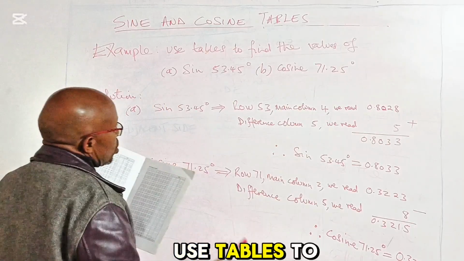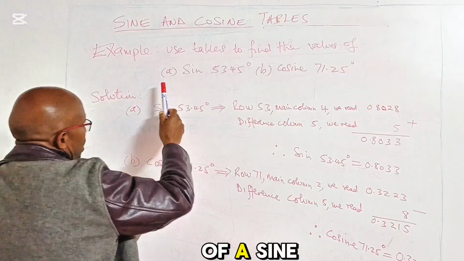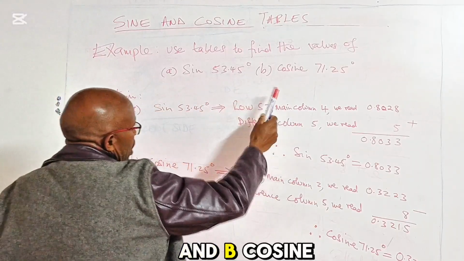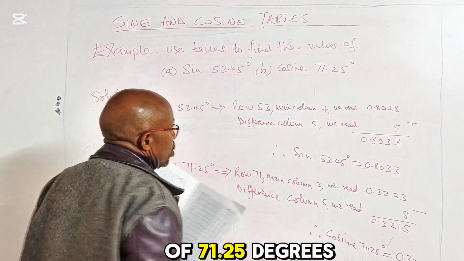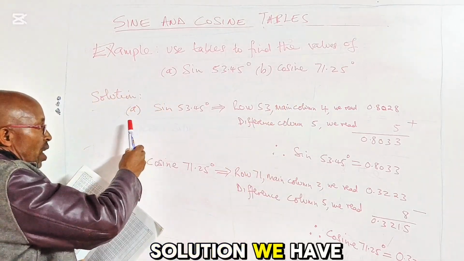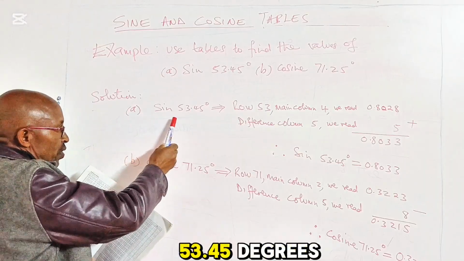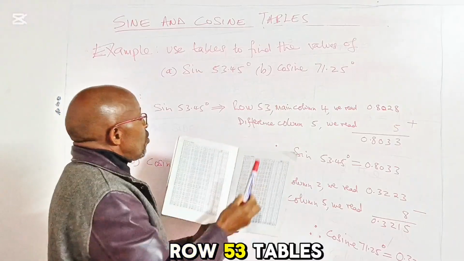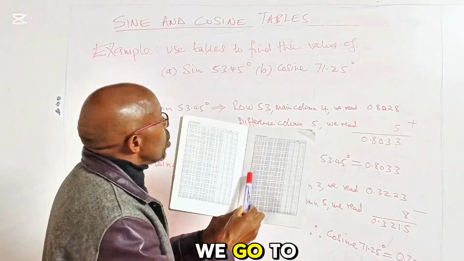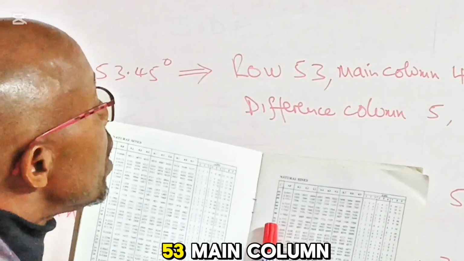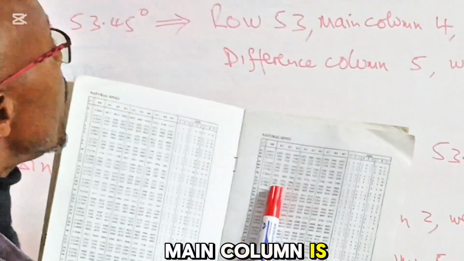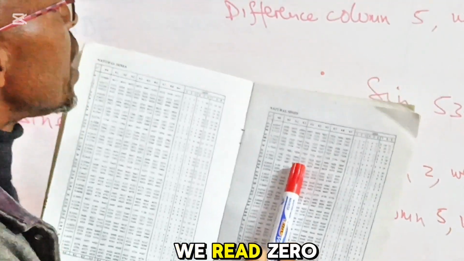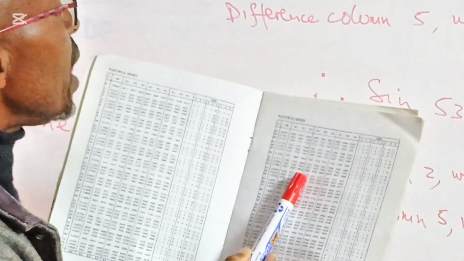Example, use tables to find the values of A, sine 53.45 degrees, and B, cosine of 71.25 degrees. Solution, we have A, sine of 53.45 degrees. We go to the tables of sine, row 53, main column 4. Where we have main column 4, we read 0.8028.